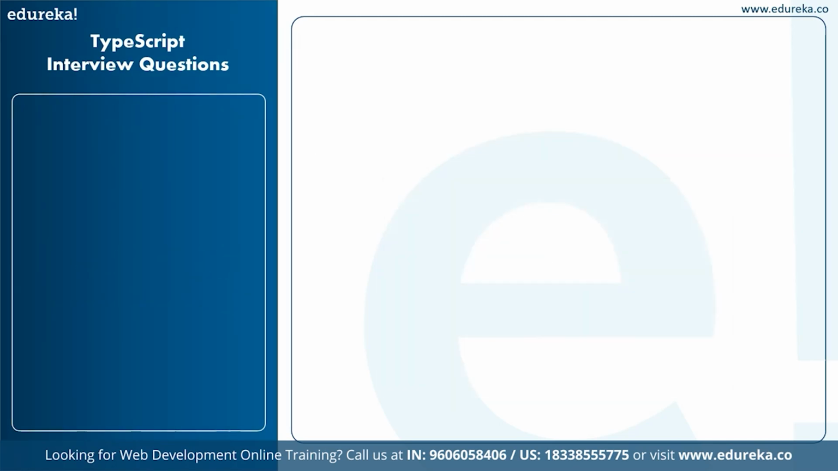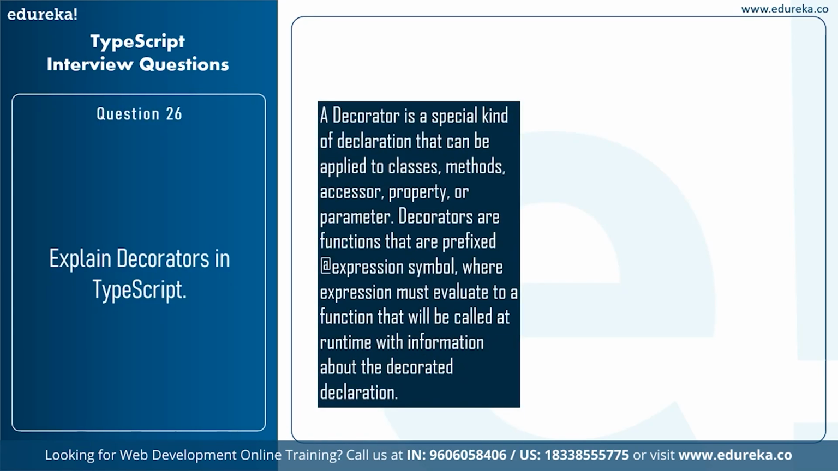Now moving on to the next question, explain decorators in TypeScript. Now a decorator is a special kind of declaration that can be applied to classes, methods, accessor, property or parameter. Now decorators are functions that are prefixed with the @ expression symbol, where expression must evaluate to a function that will be called at runtime with information about the decorated declaration. Now, TypeScript decorators serve the purpose of adding both annotations and metadata to the existing code in a declarative way.